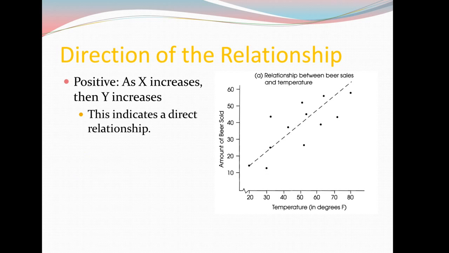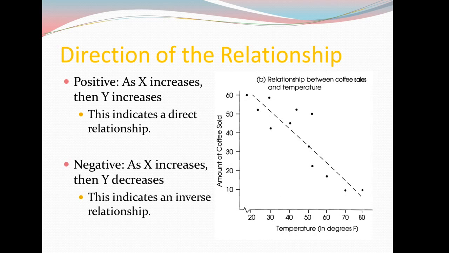Direction of the relationship. So you have a positive correlation where your scatter plot derives from your bottom left-hand corner going up to your top right-hand corner. So as x increases, y increases. This indicates a direct relationship. So another word for positive is a direct relationship.